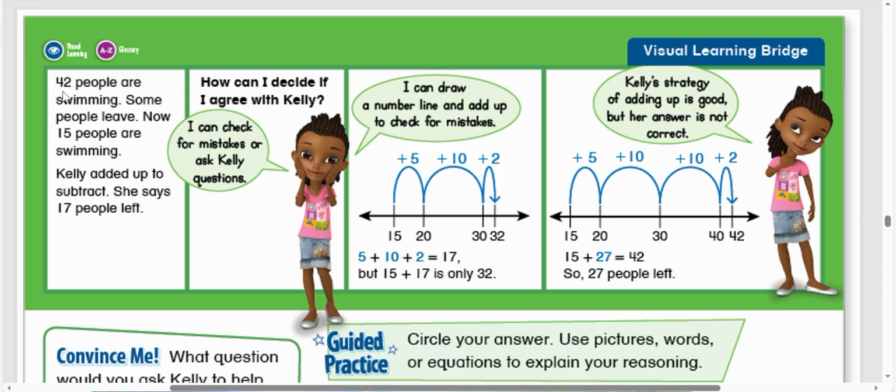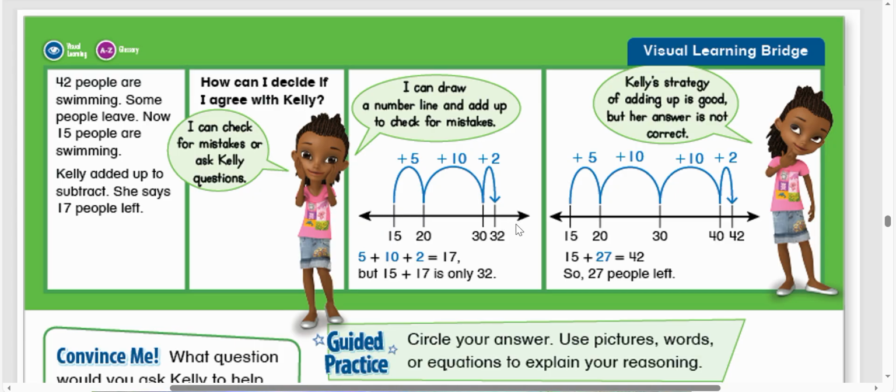Okay, about this question, we have 42 people swimming. Some people leave. Now 15 people are swimming. Ryan added up to subtract and says 17 people. Correct or not? We can find 42 subtract 15 to find the result. Okay, 42 subtract 15, count from 15 to number 42.